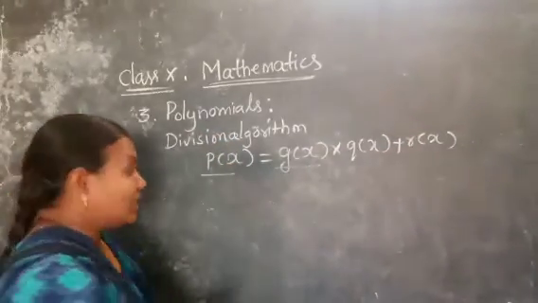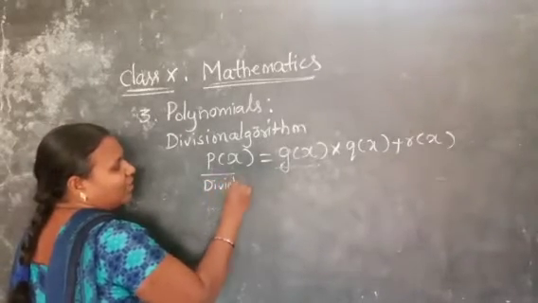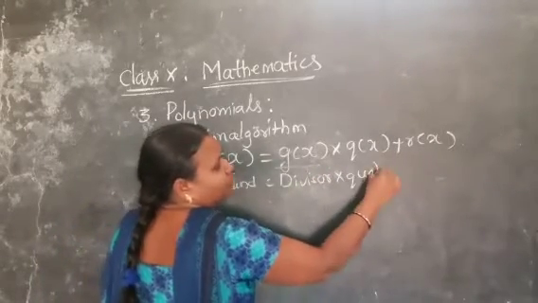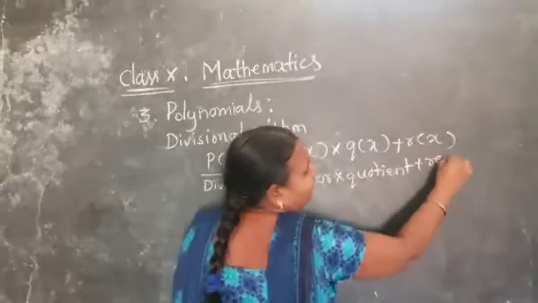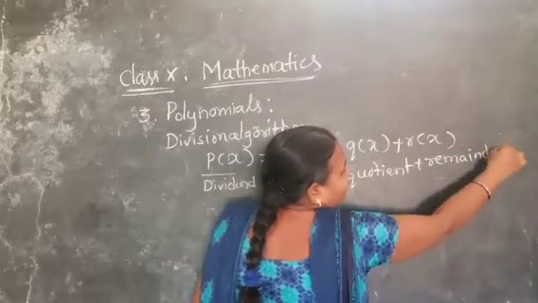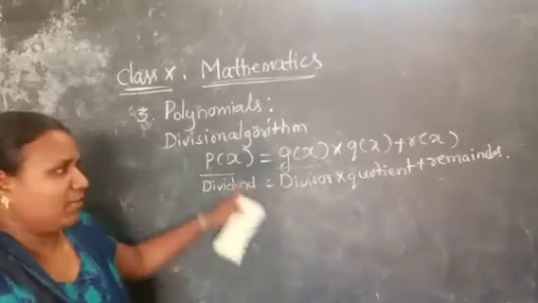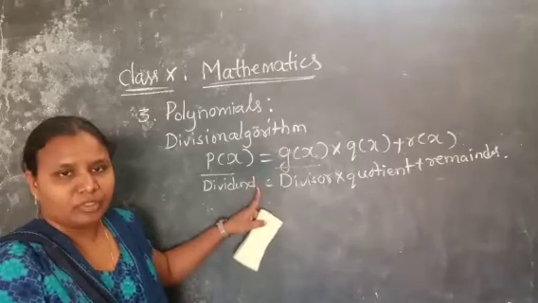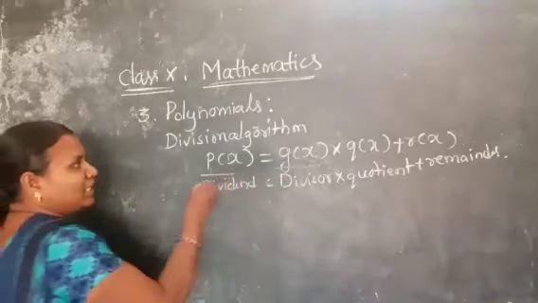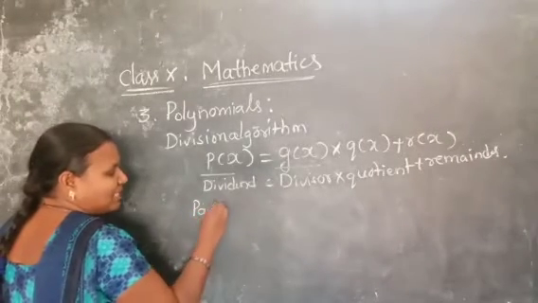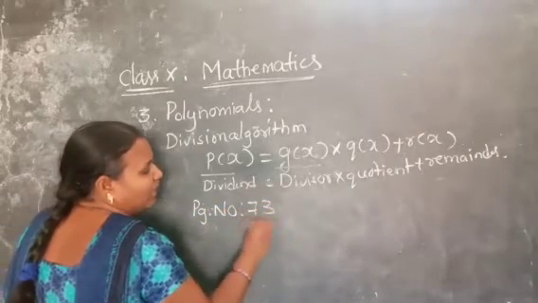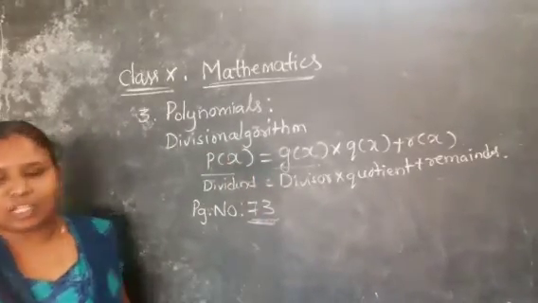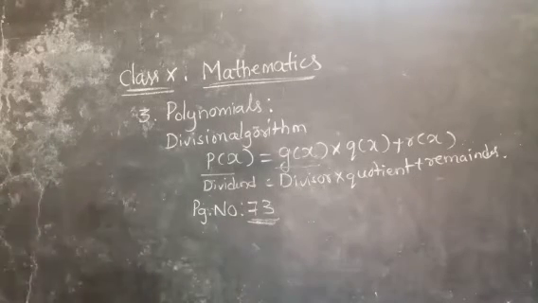As we know in our divisions, we can write dividend is equal to divisor into quotient plus remainder. This is called division algorithm. This way, if we have written the polynomials, that is called division algorithm. In page number 73 in your textbook, you have the information about this division algorithm. Please study that and try to solve the question.